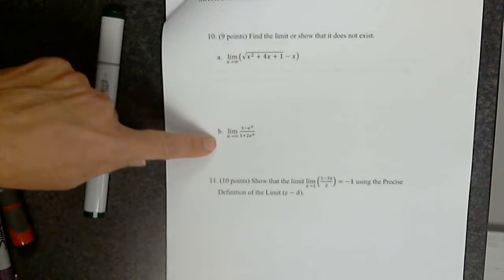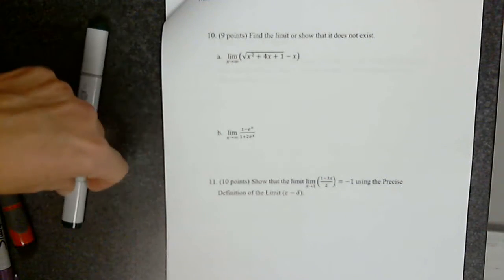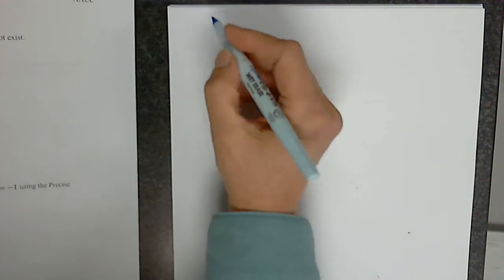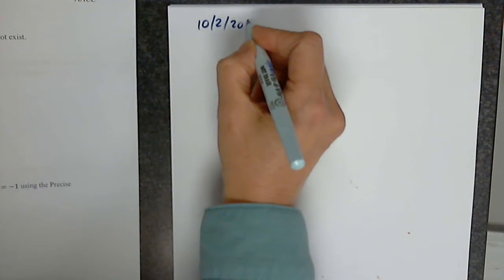At A, are we looking at B, or are we looking at both? A. A, very good. So today is the second.